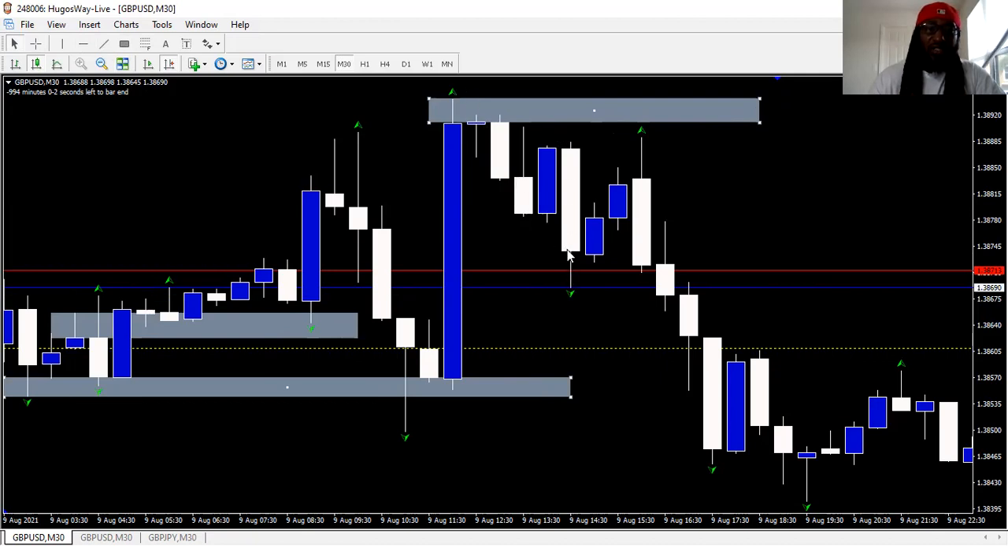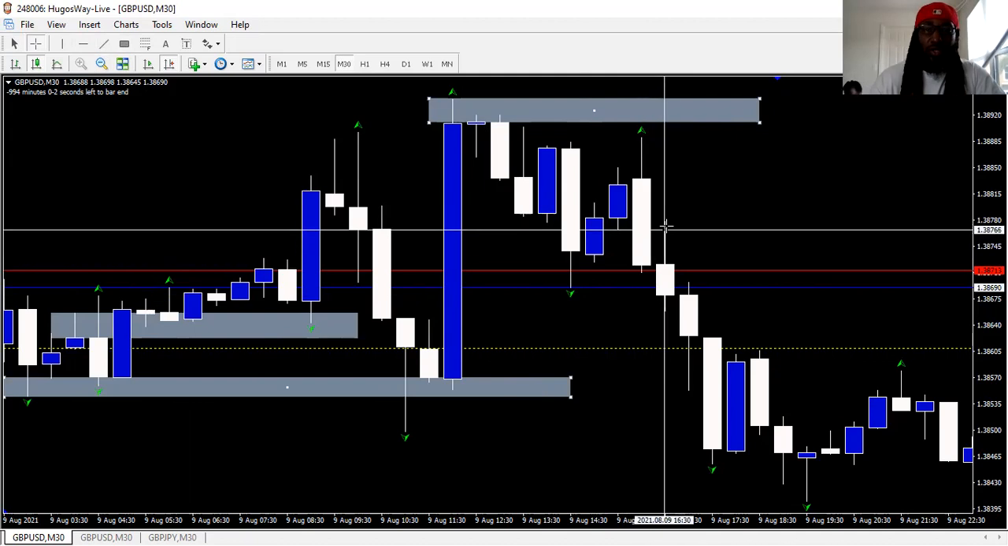Now you got your high, you got your low. Price pushed back up. Now you got your lower high. So price came right back, rejected this zone again. This is your confirmation candle. This is your entry candle right here.